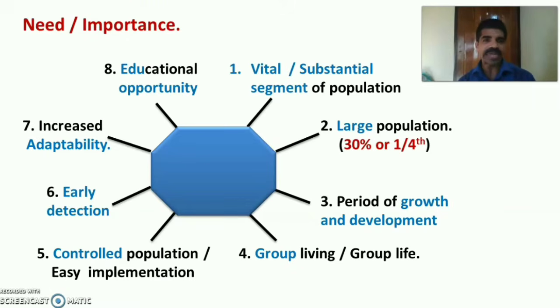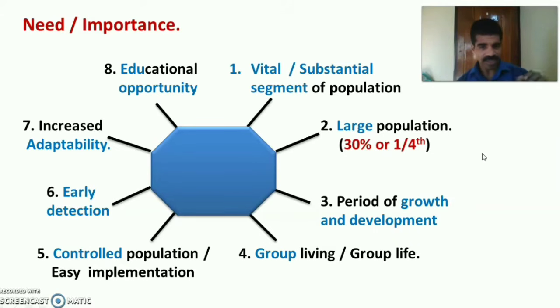There are 8 different needs or importance of school health services. First one is vital or substantial segment of the population. School children are the vital or important substantial segment of the population. As we consider, they are the pillar of the nation tomorrow. So they are very vital and substantial. Second need or importance of school health services is they are a large population. They form nearly 30% of the total population or 1/4 of the total population. So the school children are a large population. So that is the need and importance for school health services.